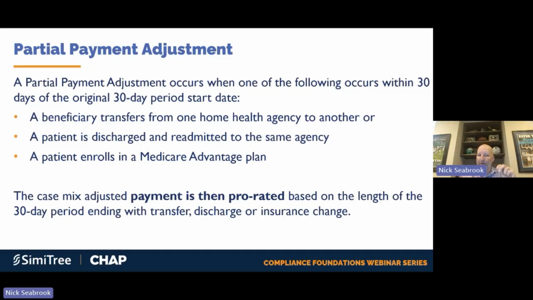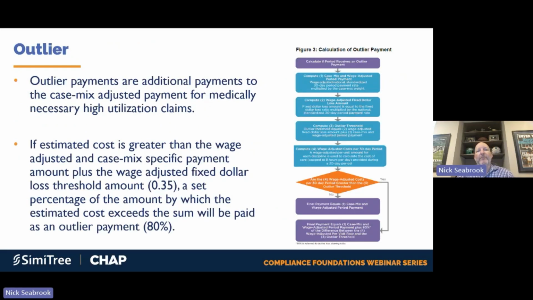So how the payment itself works is that the payment is prorated based on the actual length of that 30-day period when the transfer, the discharge, or the insurance change occurred. So we'll go back to the example I used before. The patient is on service from 9/11 to 9/15, so they're on service for 5 days. Instead of getting paid that full $2,000, let's call it, they're only going to get paid 5/30, or 1/6, of that $2,000 because it's going to be a prorated amount based on the number of days of that period. That's how the partial payment adjustment, I should say, works.